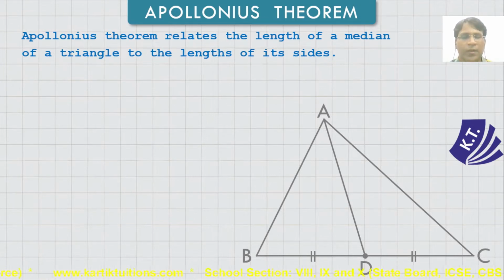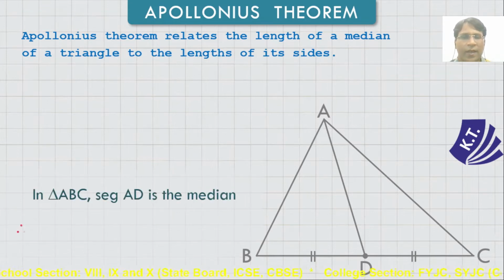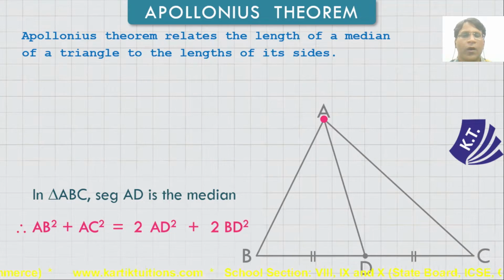Now, this theorem gives us the result: AB square plus AC square is equal to 2 times AD square plus 2 times BD square. Now, as we know, AD is a median, that means D is a midpoint. So, in other words, BD and DC are equal in length. So, instead of BD square, if you want, you can write DC square also. Still, the application is one and the same because BD and DC are equal in length.